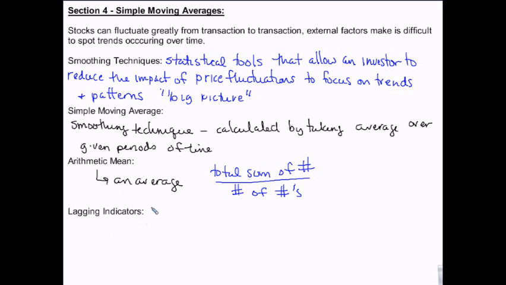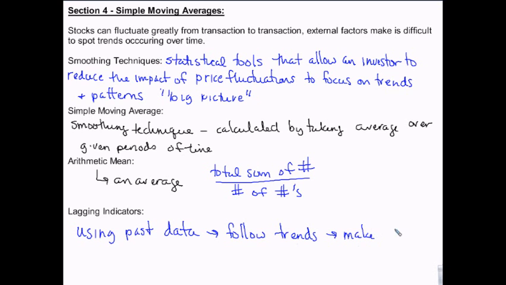Okay, and then lagging indicators. You guys know what it means to lag, right? Like you're falling behind. And so a lagging indicator, a simple moving average, or pretty much all of these smoothing techniques are lagging indicators because they're using past data. And we can only use past data, right? Because we can't calculate future data because we don't have it. But these are called lagging indicators.